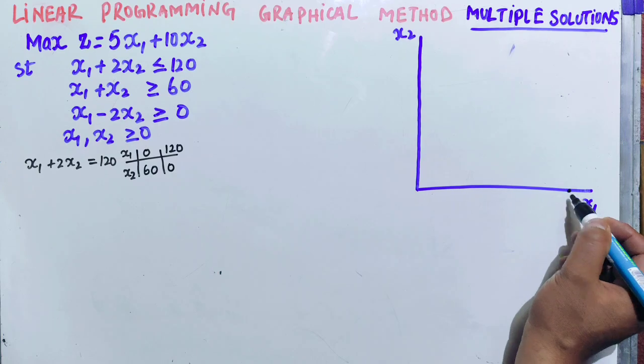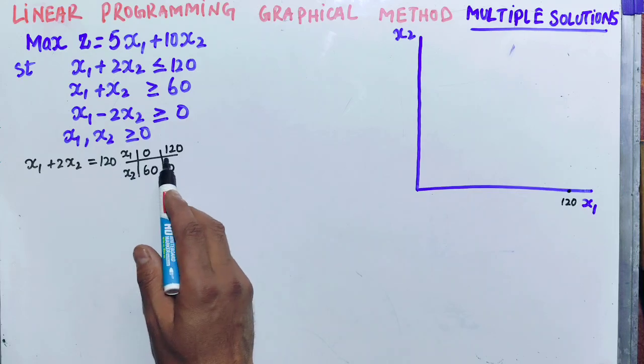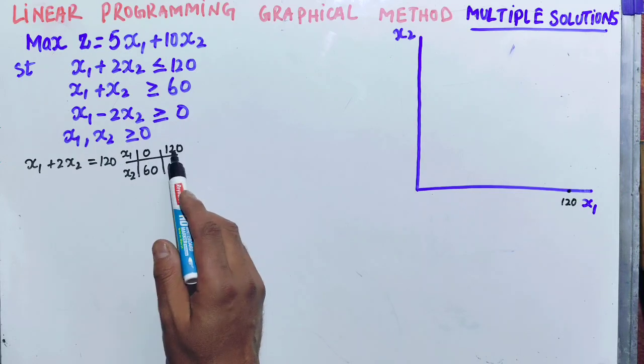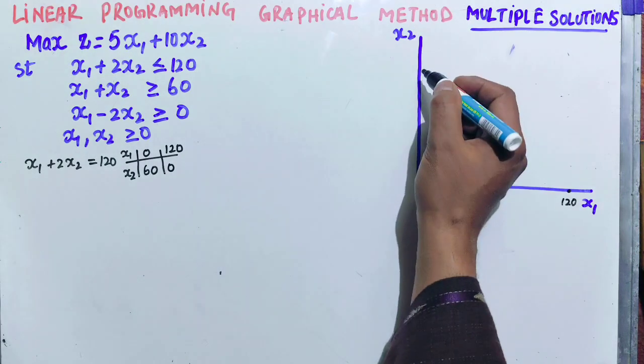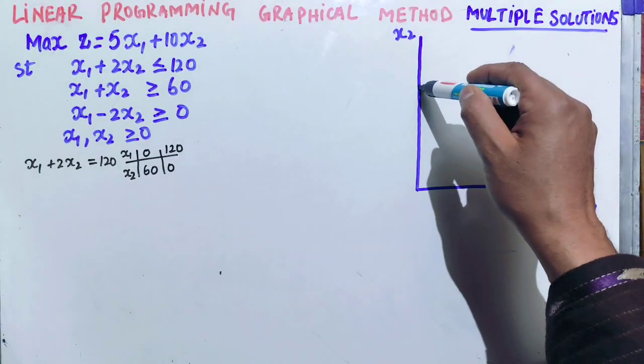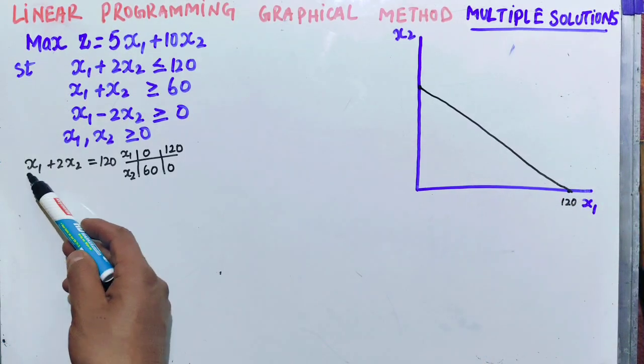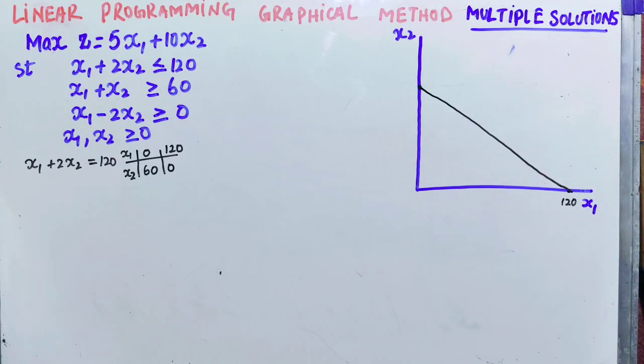Let us say this point denotes 120, and our x1 is 120 and x2 is 60. Let us say this point is 60. We draw these 2 points, rather we join these 2 points, we get the graph for x1 plus 2x2 is equal to 120.